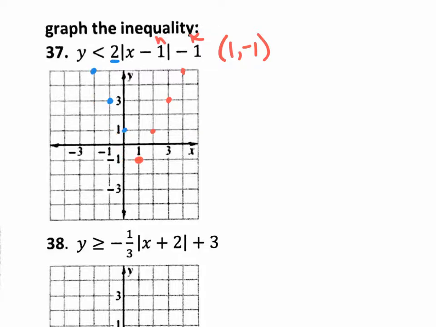Anyway, is this graph going to be solid, or is it going to be dotted? Dotted, because there's no solid line underneath the inequality. So we're going to do a dotted.